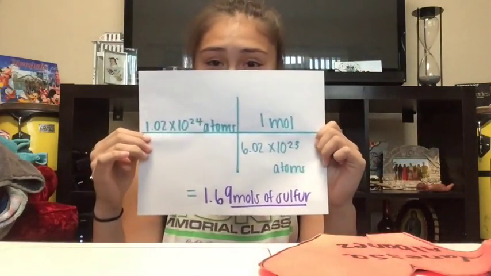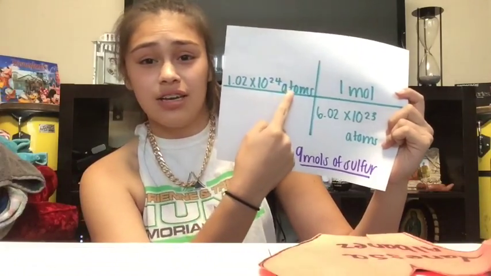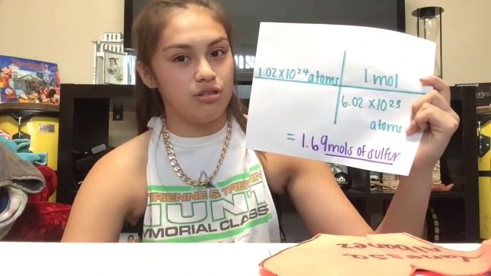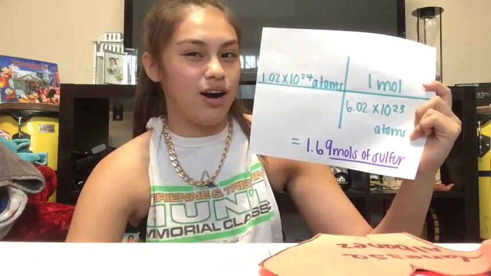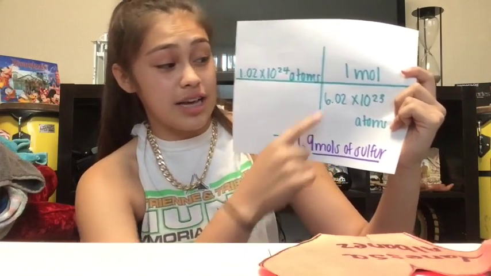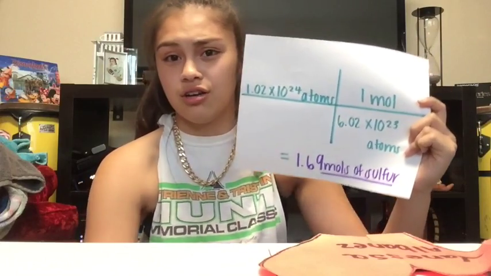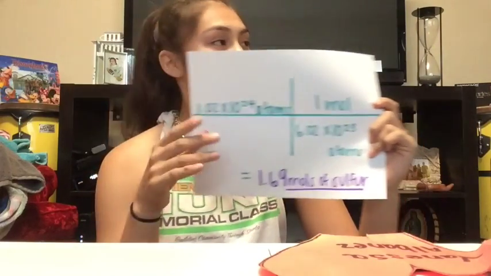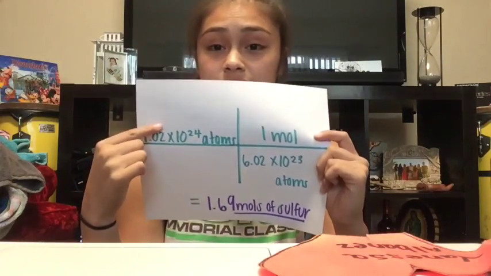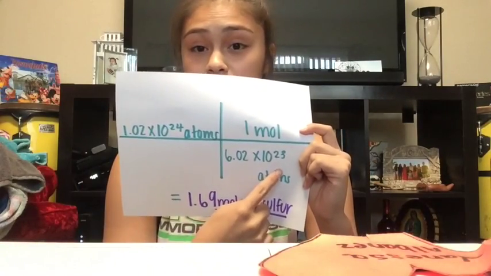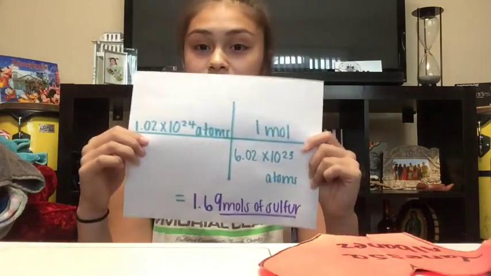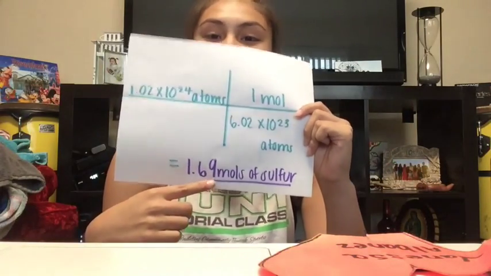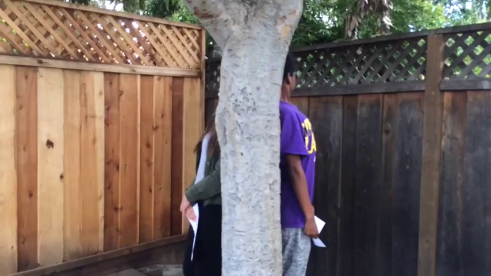Well, all you gotta do is use stoichiometry. You write down your given, and then you divide it by 6.02 times 10 to the 23rd, which is Avogadro's number. You know that 6.02 times 10 to the 23rd is 1 mole. Well then, you divide this, your given, by Avogadro's number. Make sure you use parentheses in your calculator. And then you get 1.69 moles of sulfur.